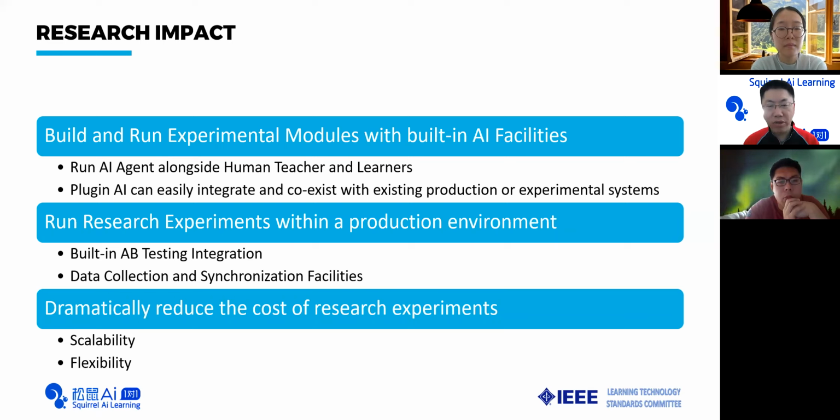And second, we want to run the research experiment within a production environment. For example, a school or a district system, or in our case, within our learning centers, for students to still be able to study under the existing system, and then be able to experiment with some of the more advanced AI features or new learning features that we're introducing. And that also helps the ease of data collection and the synchronization of the production system's stream of data with the experimental system's stream of data.